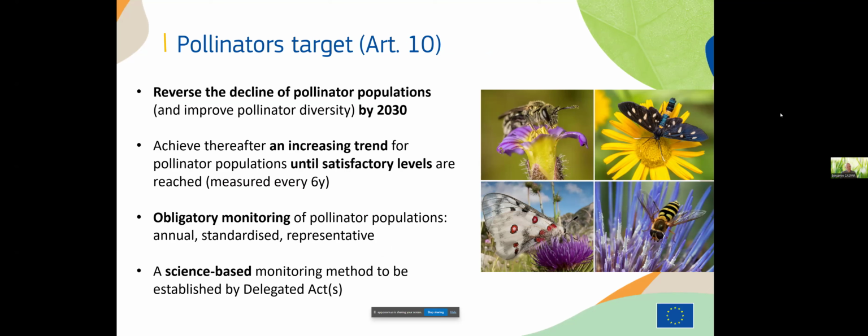They have to achieve an increasing trend for pollinator populations after 2030 until, again, a satisfactory level is reached, measured every 6 years. We haven't defined what the satisfactory level is yet. So that's something that takes place between now and 2030.